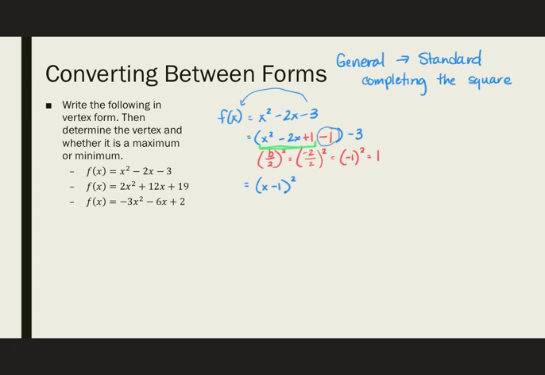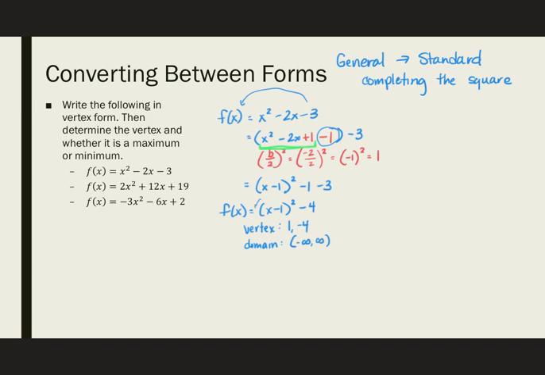And then I still have this minus 1, and I have the minus 3. So I get x minus 1 squared minus 4. Okay. My vertex is at 1, negative 4. I know the domain has to be all real numbers because it's a parabola. It's got to be all real numbers.